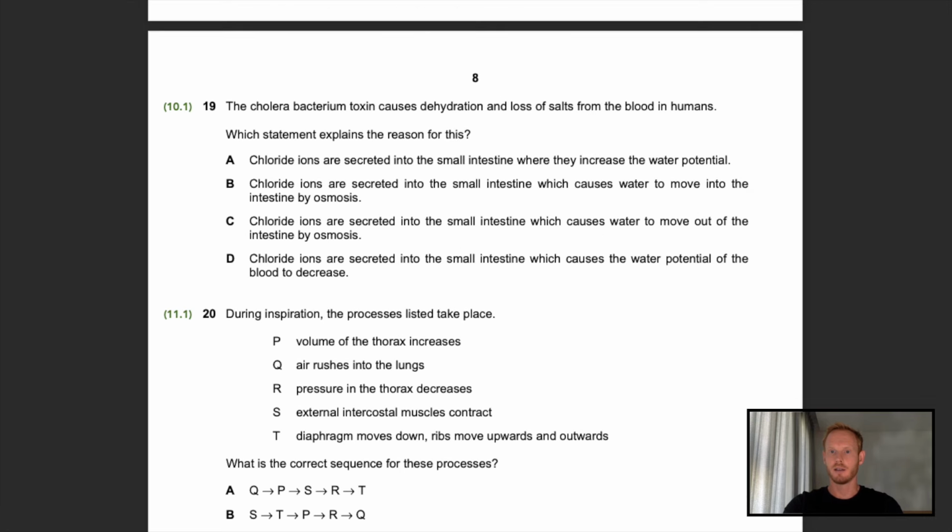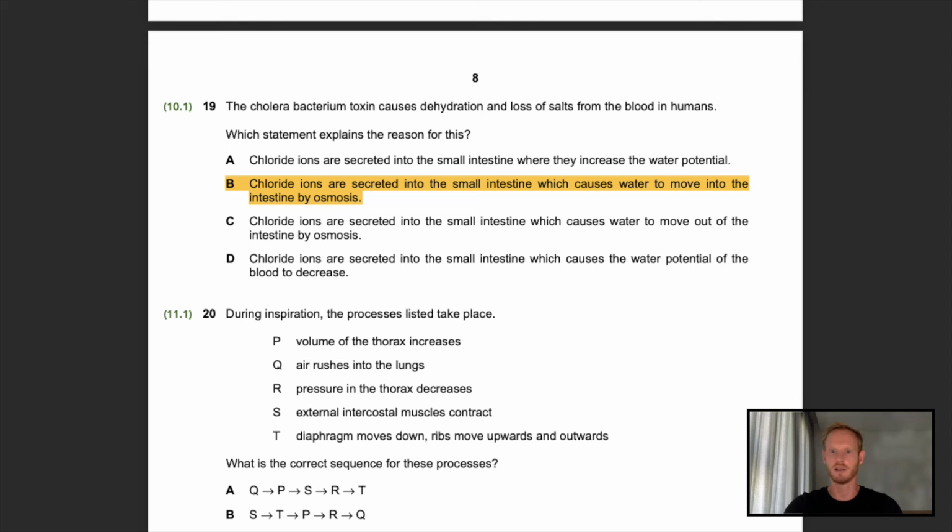Number 19. The cholera bacterium toxin causes dehydration and loss of salts from the blood in humans. Which statement explains the reason for this? So the cholera bacterium produces a toxin that causes chloride ions to be secreted into the small intestine. This causes water to move into the gut by osmosis, which leads to diarrhea, dehydration, and loss of ions from the blood.